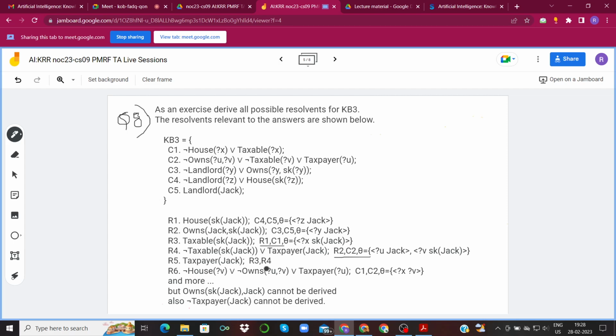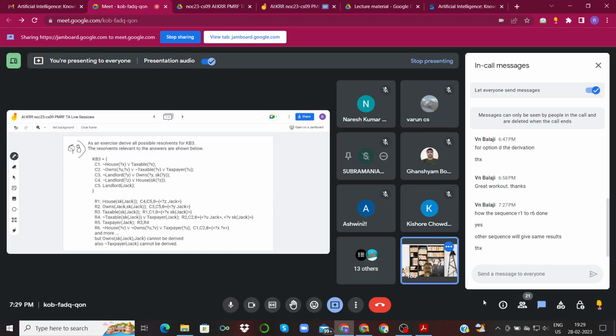Similarly, deriving R3 R4 helped us derive R5 later on, this one. So this is why this is a bit convenient way to derive the resolvents. But if there had been some other way possible that could have resulted in the correct answer, then sure, we could have used that as well. The important thing is that it should be correct, whatever sequence you choose to derive it in.